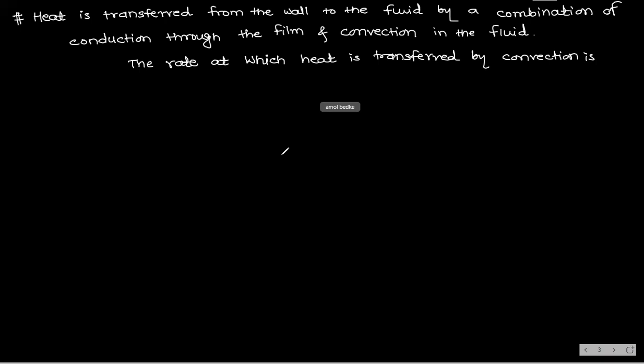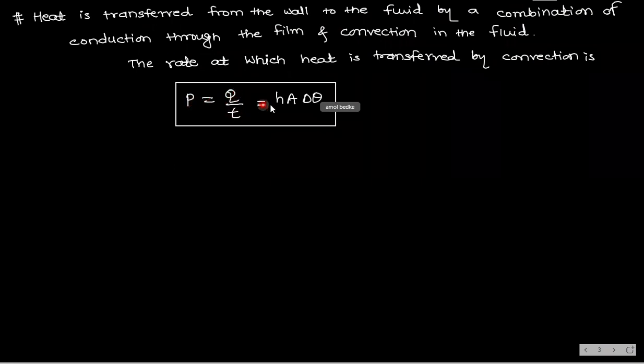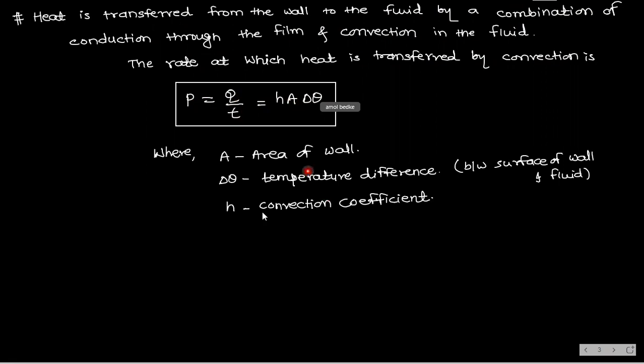So let's move ahead. Now see, heat is transferred from the wall to the fluid by a combination of conduction through the film and convection in the fluid. The rate at which heat is transferred by convection is P, which is equal to Q by t, which is equal to hAΔθ. Where A is the area of the wall, Δθ is the temperature difference, and h is the convection coefficient.